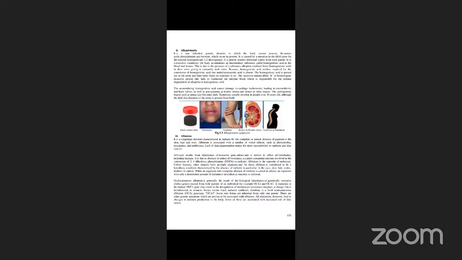Homogentisic acid oxidase is required for the conversion of homogentisic acid to maleylacetoacetic acid. This enzyme is absent, so the homogentisic acid is passed out in the urine, and when it is exposed to air, it converts into black color. This causes damage to cartilage, osteoarthritis, damage to heart valves, kidney stones, and problems in other organs also. The symptoms usually develop in people over 30 years of age.